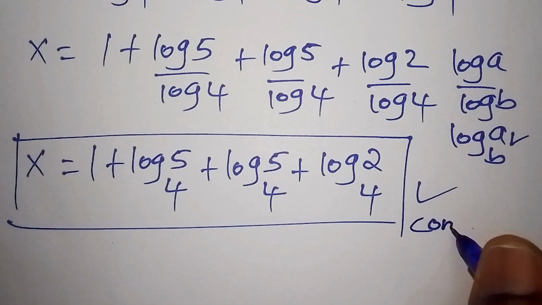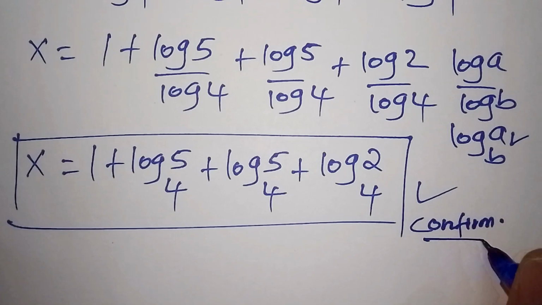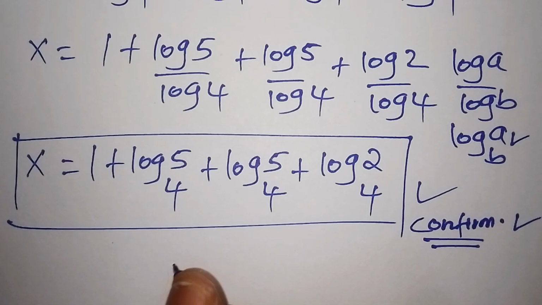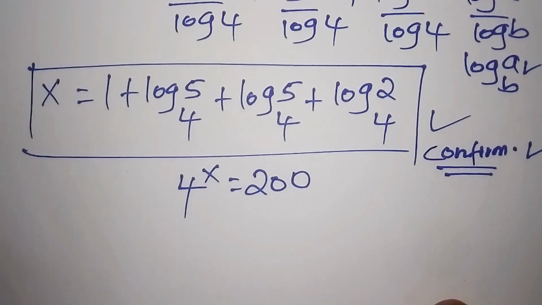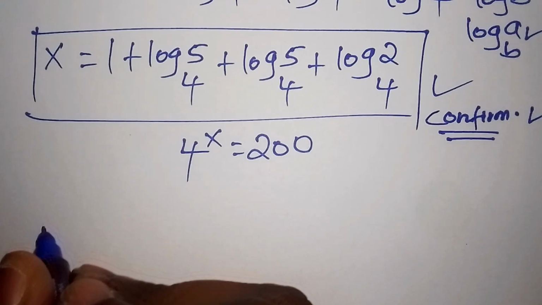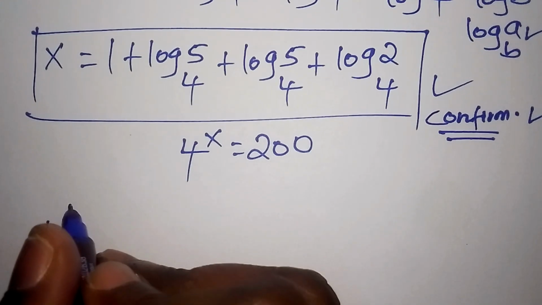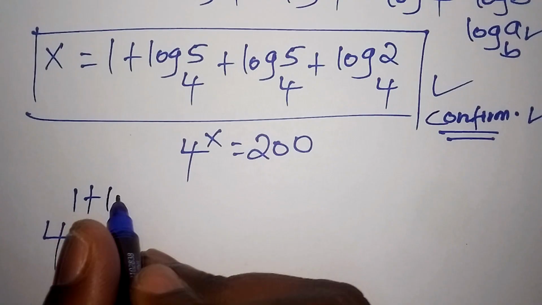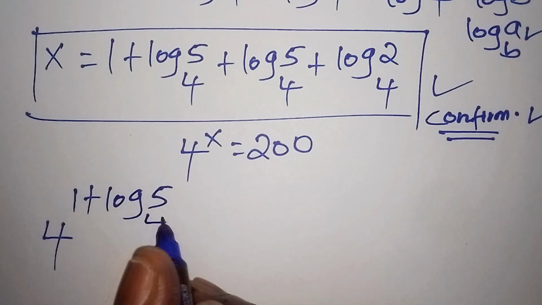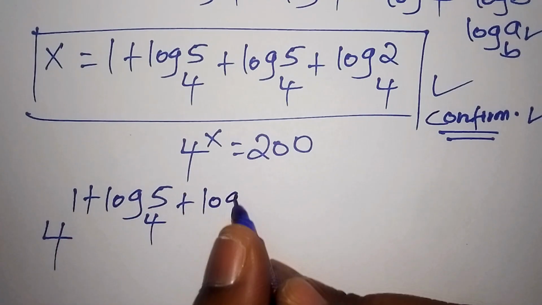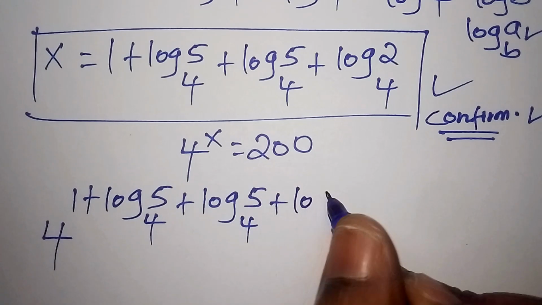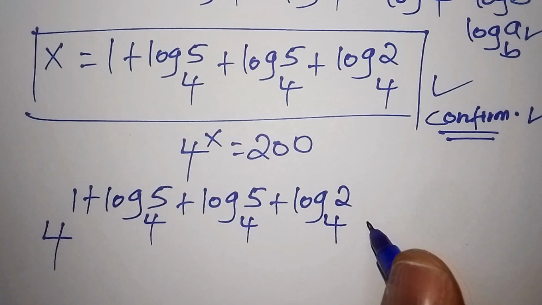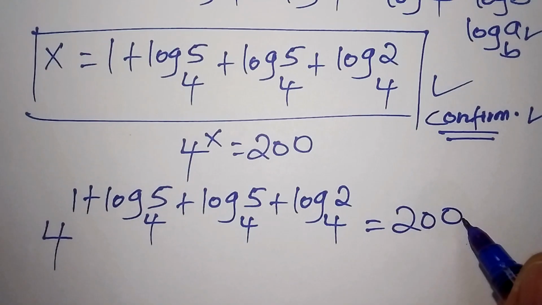So let's now confirm this answer and see if you are correct. We had 4 to the power of x is equal to 200. Instead of writing x, we shall write the answer that we got. So we have 4 to the power of 1 plus the log of 5 to the base of 4, plus the log of 5 to the base of 4, plus the log of 2 to the base of 4 is equal to 200.